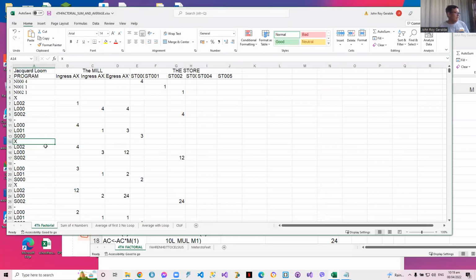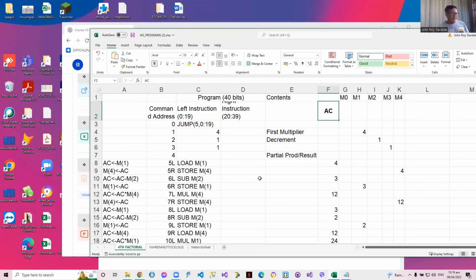This is the fourth factorial in L002. By the way, I reversed the positions. L002 and then S002. This is actually the first, then L001, okay? The positions of the variables may be different, but the logic is still the same.